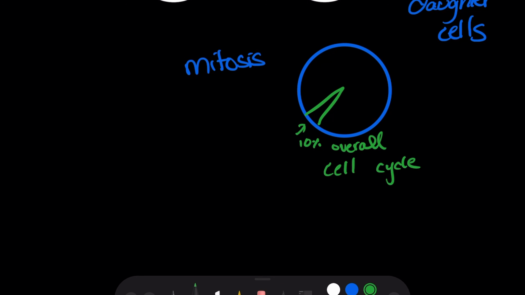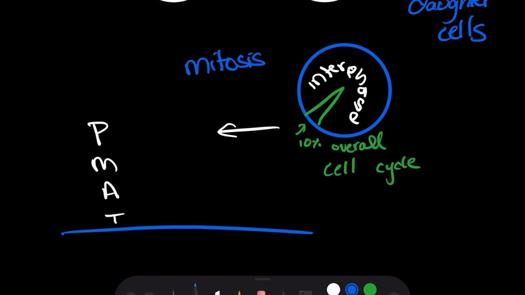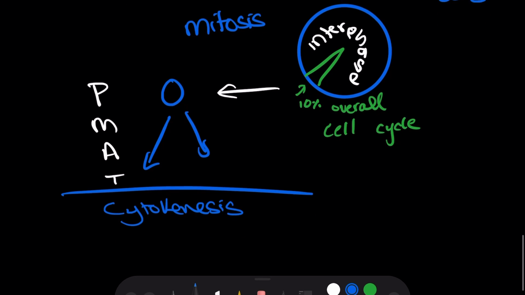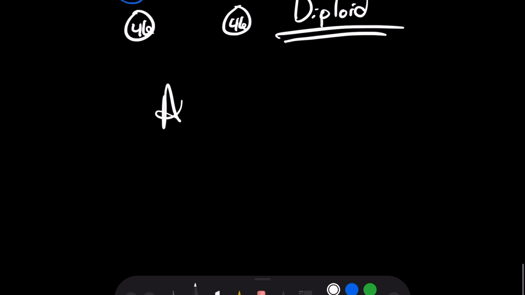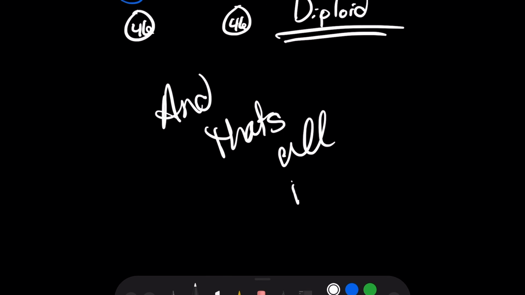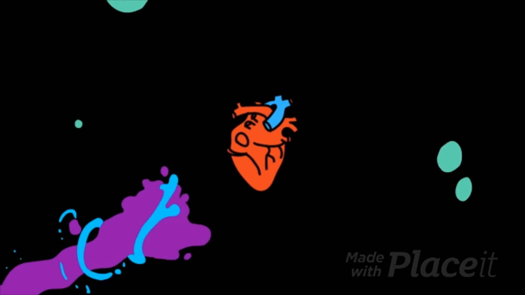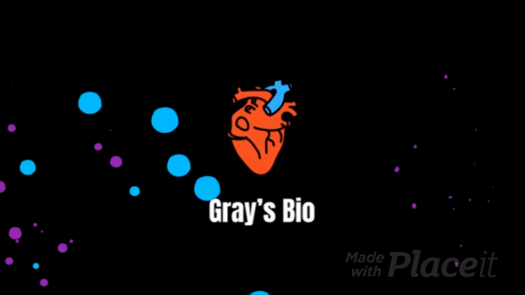Overall, mitosis is 10% of a cell cycle for a somatic cell. The 90% left over is for interphase. It is made up of 4 steps, and PMAT, prophase, metaphase, anaphase, telophase, with cytokinesis as our last step. We ended up with 2 identical cells, each with 46 chromosomes that are diploid. Next, we'll talk about meiosis.